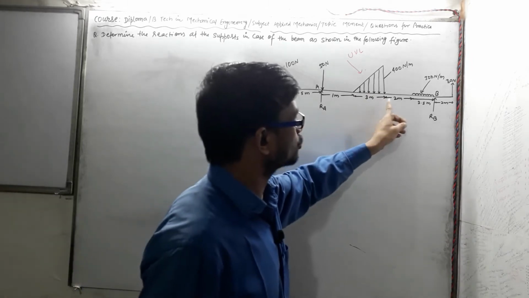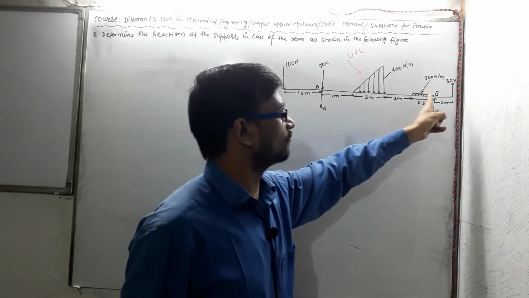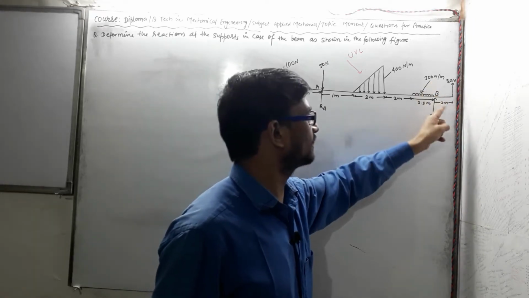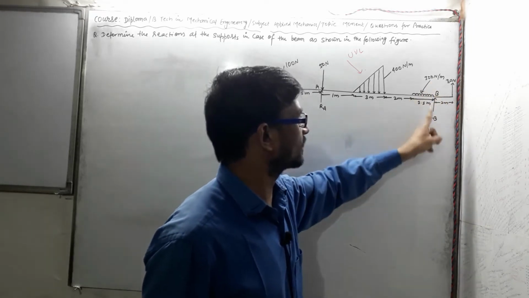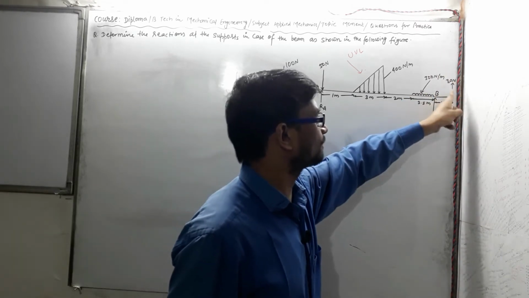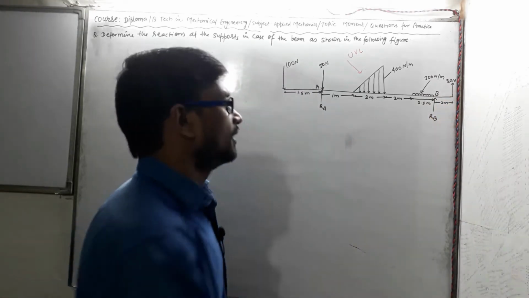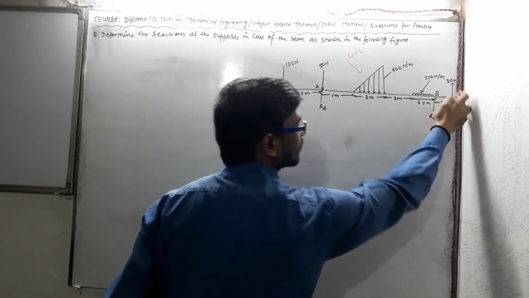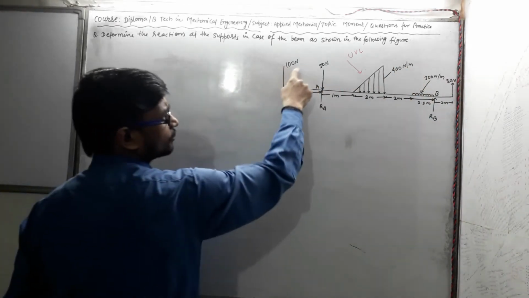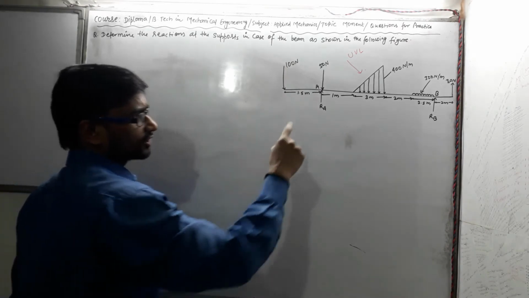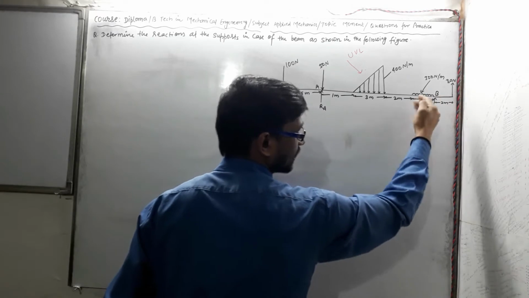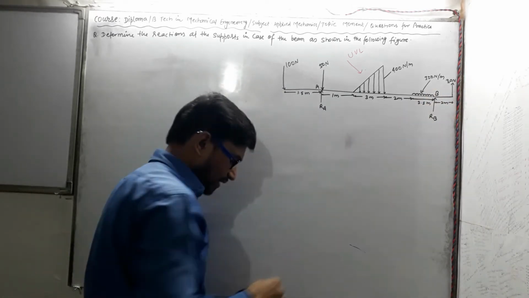Now at a distance of 2 meter from this point, a uniformly distributed load of magnitude 300 Newton per meter is acting from this point to this point, and one force is acting in upward direction, that is a 30 Newton point load. At this extreme point 30 Newton load is acting upward, and at the other extreme a 100 Newton force is acting downward. There are two supports, one at point A and another reaction at point B, which we have to find here.